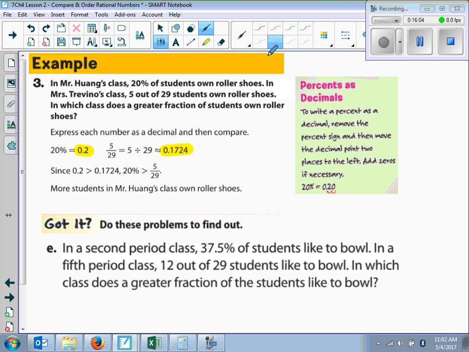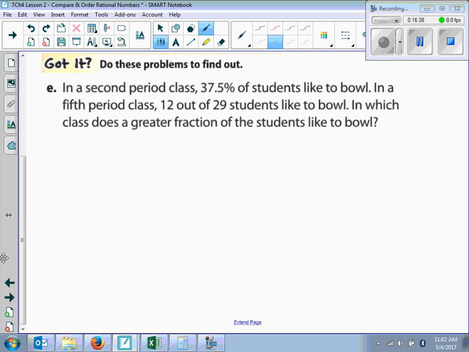So we have to make them apples and apples. So we're going to compare the 0.1724. And in order to make them apples and apples, we're going to annex the zeros. So here this is going to be 2, and I'm going to have to add 3 zeros onto that. So now they're both 10,000ths, and now I can compare. Does that make sense? All right. And so that's going to be a greater than. Very good. So let's take a look at example E.